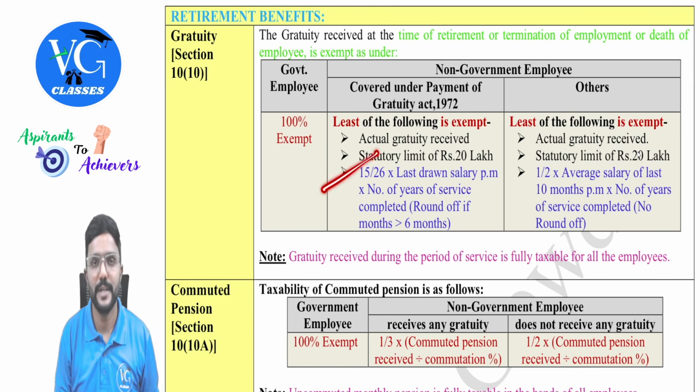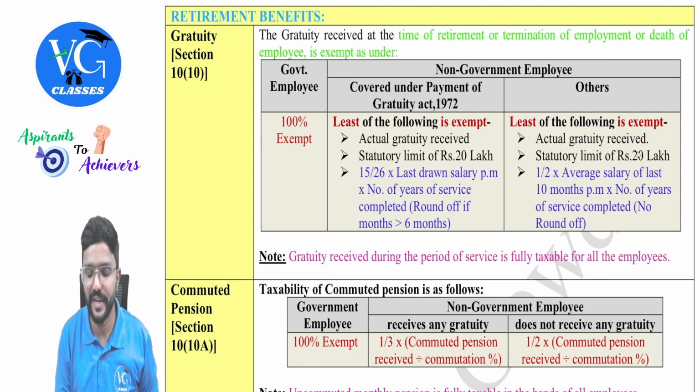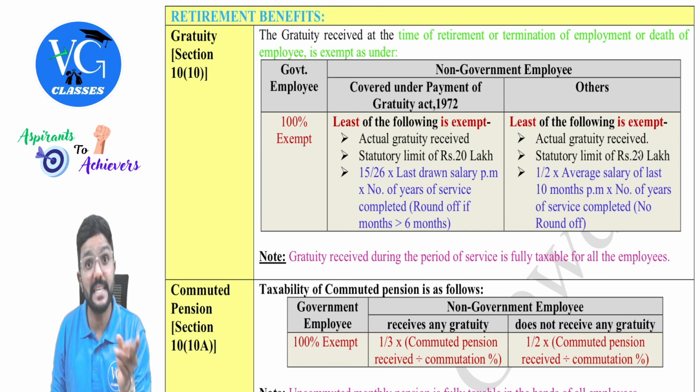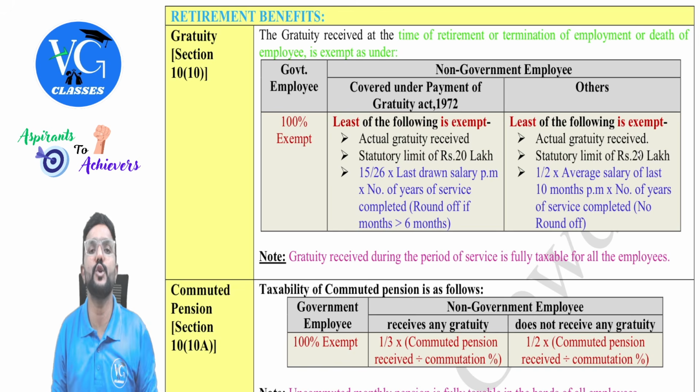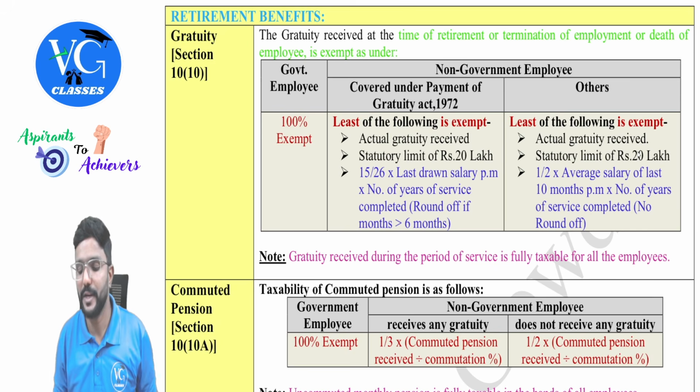For example, assume before retirement or before death, the employee had rendered 28 years, 9 months service. So we need to round off to 29. 28 years, 9 months. So we are rounding it off to 29 years. Sir, what if it is 28 years, 5 months? We need to take 28 years. Okay, yes.